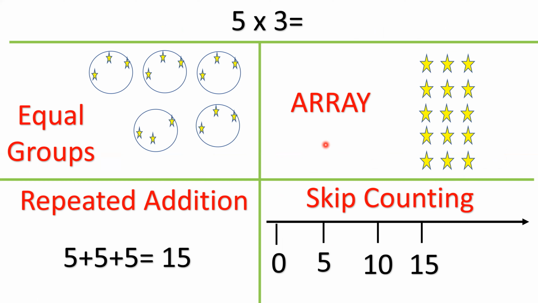So 5 times 3 equals 15. If I use equal groups, I'm going to have 5 groups of 3. If you draw an array, I'm going to have 5 rows with 3 columns. If I did a repeated addition, I added 5 3 times. And if I did skip counting, we started at 0 and we moved our finger across the number line 3 times. 5, 10, 15. Great job.